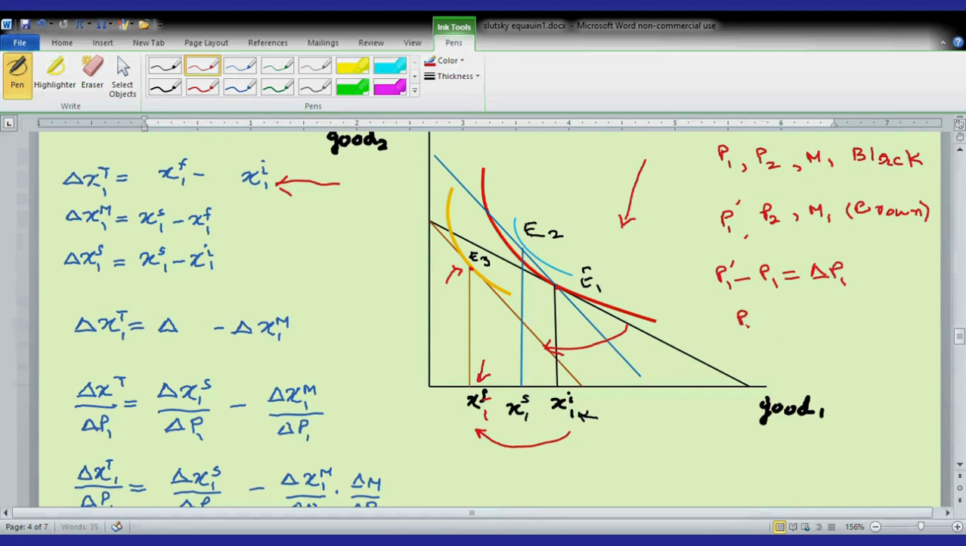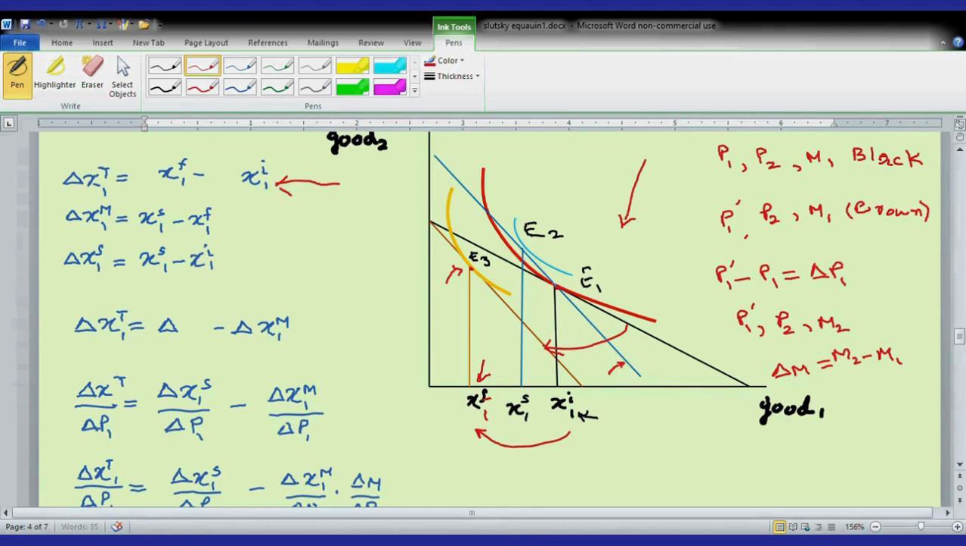And along this compensated budget constraint, which is the blue one, what we have done is that we have increased the money income of the individual. So along the blue budget constraint, P1 dash is the price of good 1, P2 is still the price of good 2. Income has moved up from M1 to M2, so compensation is equal to M2 minus M1. So this is your Slutsky compensation, and this is equal to the change in M to bring the budget constraint to a position so that it is the blue one.